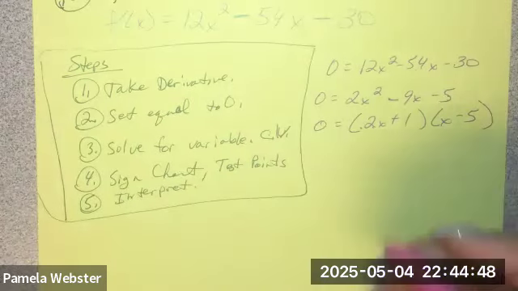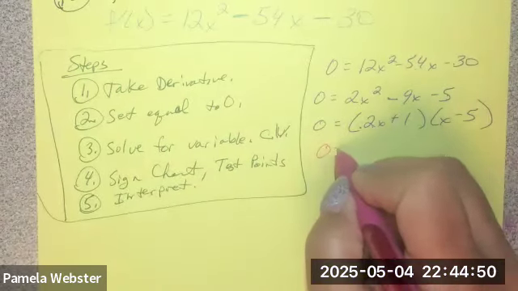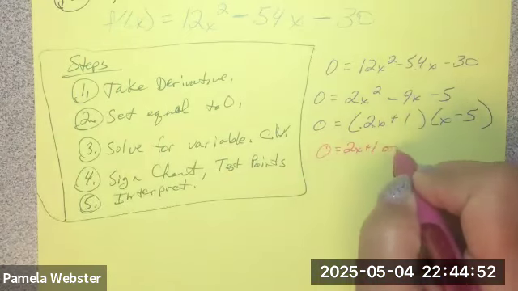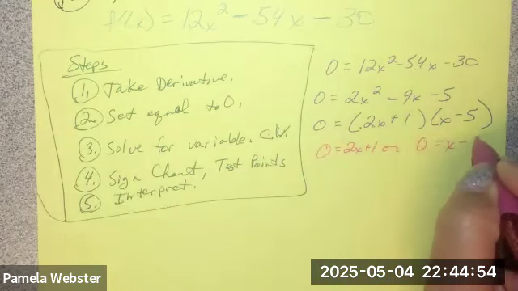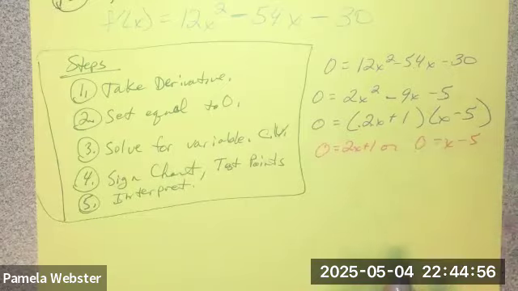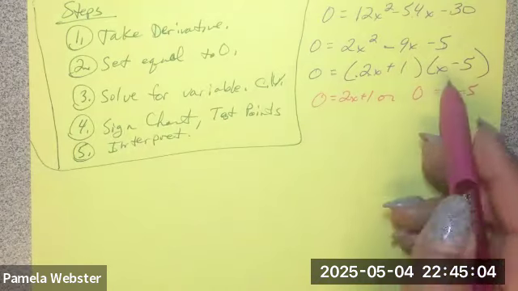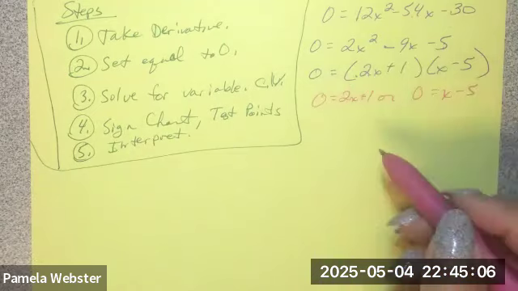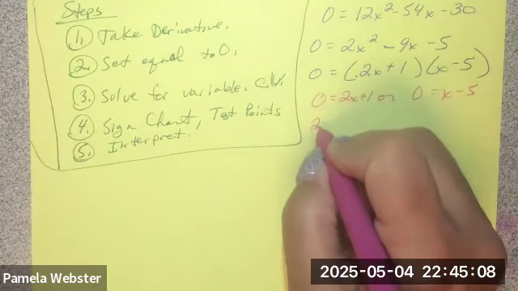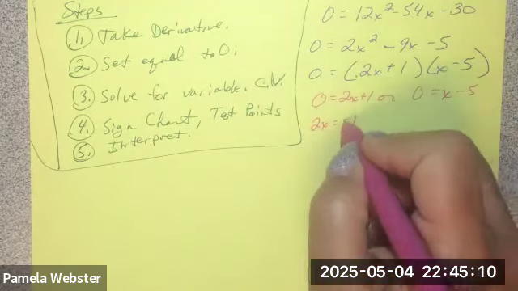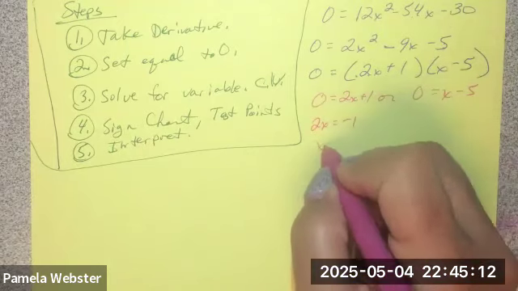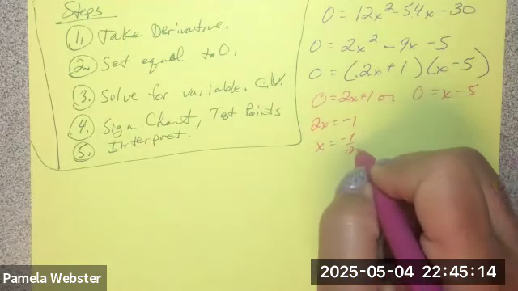So, and then what? Either 0 equals 2x plus 1 or 0 equals x minus 5. We did this earlier, right? In test 1 material. One of those factors has to be 0 in order for the whole multiplication to be a 0. Solve for x. 2x equals -1. Subtract the 1 off. Divide by 2, -1/2.